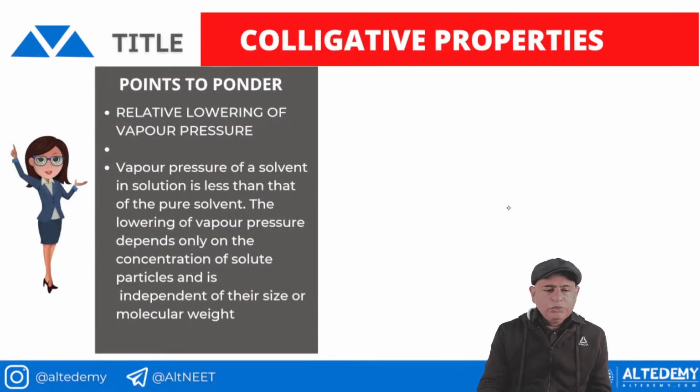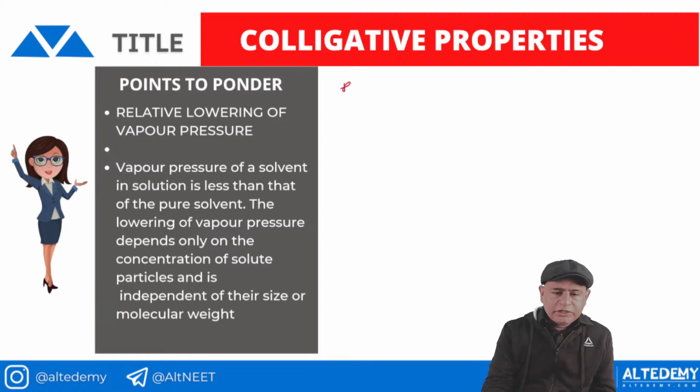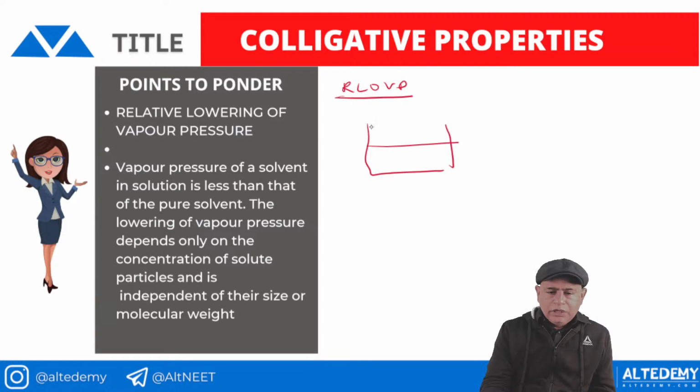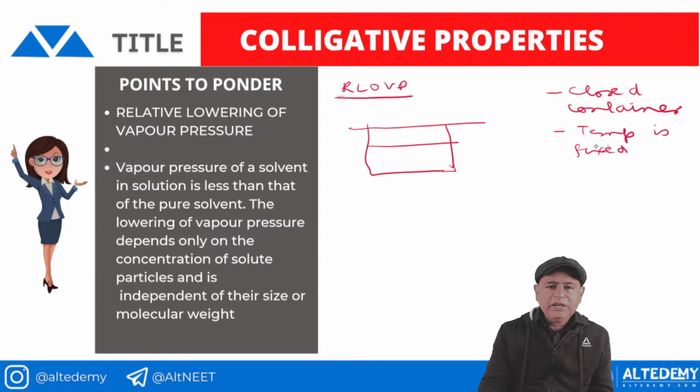First, we should come to relative lowering of vapor pressure. Look, suppose we are taking a liquid here. We can take any liquid, it can be water too. Suppose it is in a closed container. First condition is it should be in a closed container. Secondly, its temperature is fixed. We are not changing any temperature.